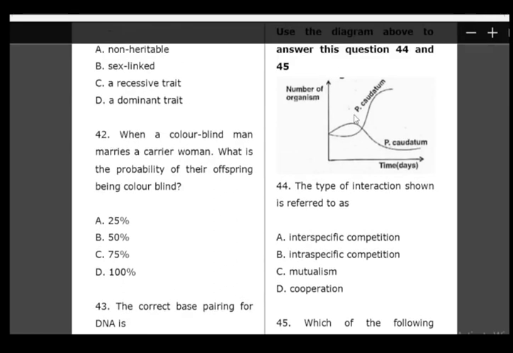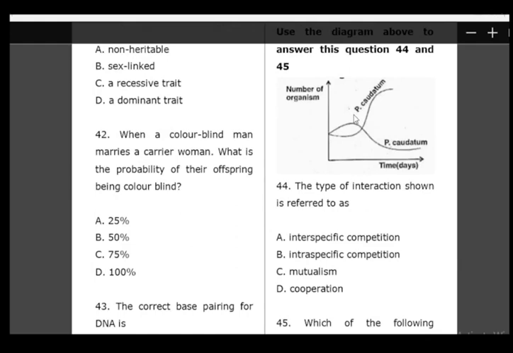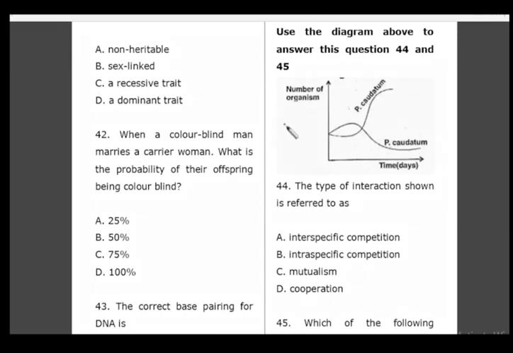And then 44. Okay, let us look at this diagram here because we are using this diagram to answer the question. Now, it tells us from the diagram here, it says number of organisms here, and then we have P chordatum here as well as P chordatum here, then time in days. So we can see that both of them are coming from the same spot here, and then P chordatum is going up here, and then this one here is coming down here. If we look at it now, we find out that since they are both the same species, Paramecium chordatum, they are both the same species.